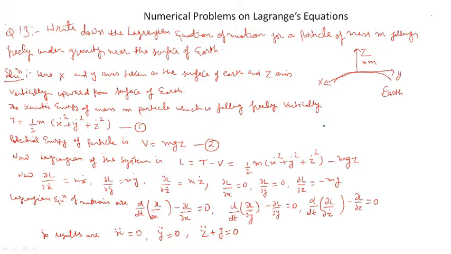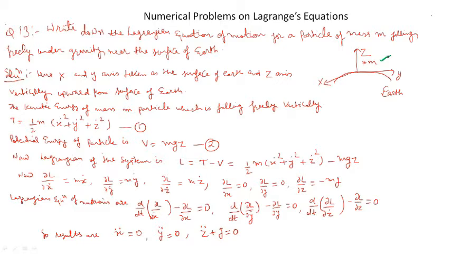Here you can see that the mass of the particle is small m, and we have considered the surface of the earth as the xy plane, and the z-axis is the vertical axis, perpendicular to the surface of the earth. The particle is falling freely towards the surface of the earth. Let us say at any instant its position from the surface of the earth is z.